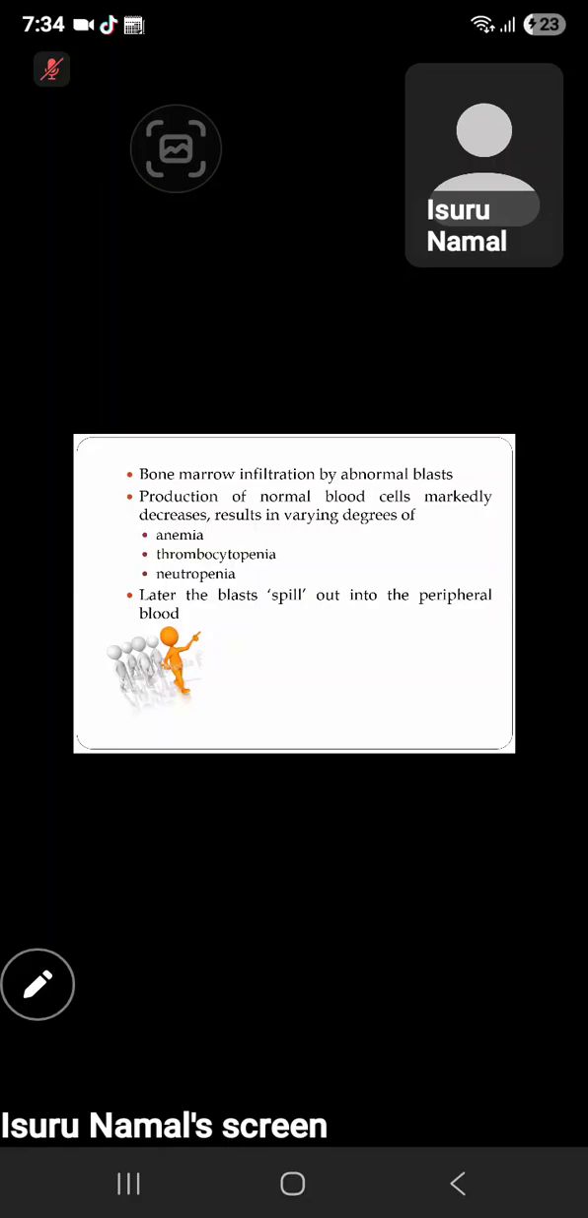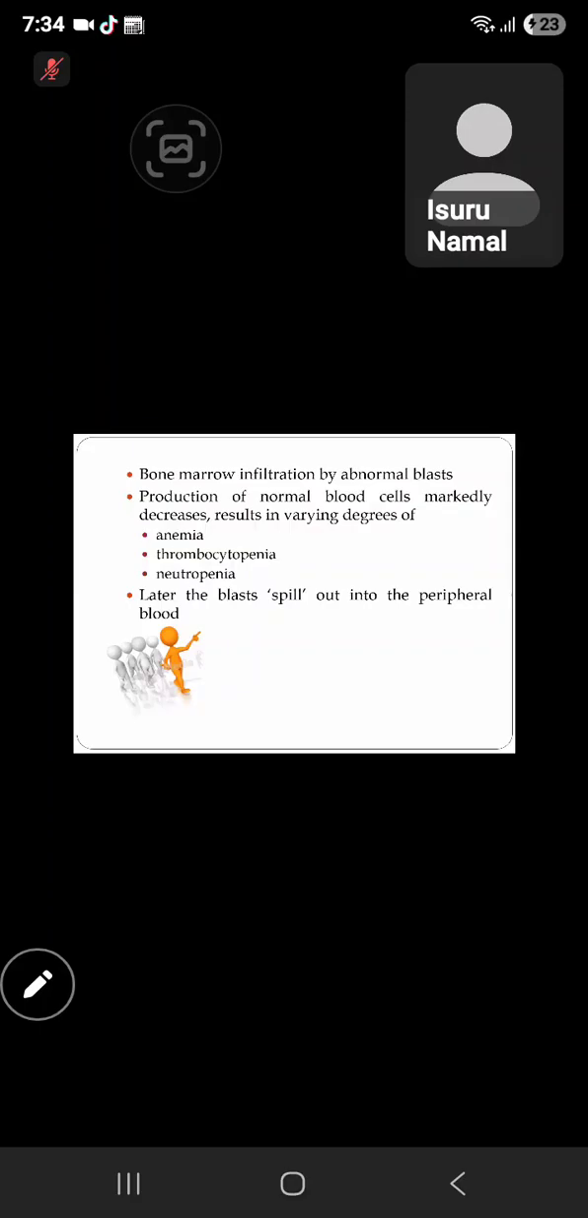What happens there actually? If your bone marrow is packed with the immature cells, as I previously told, mature cells will not be produced and spill into the peripheral blood. That is why that indication comes to us. The mature white blood cells, red blood cells and platelets are reducing in the peripheral smear. That's why we have to observe the bone marrow at that time.